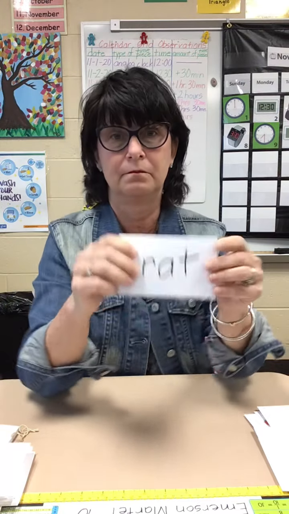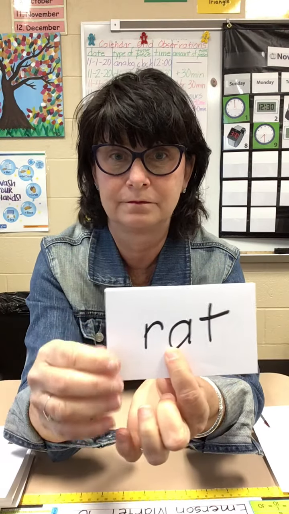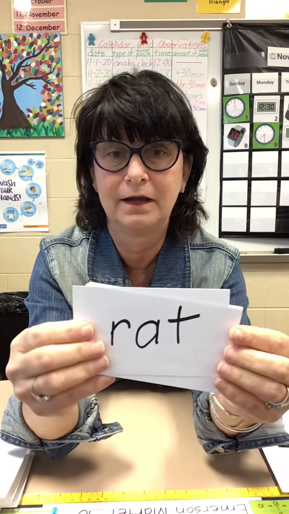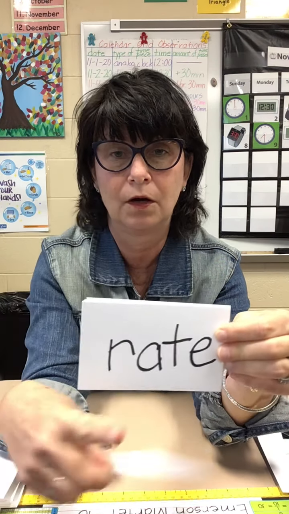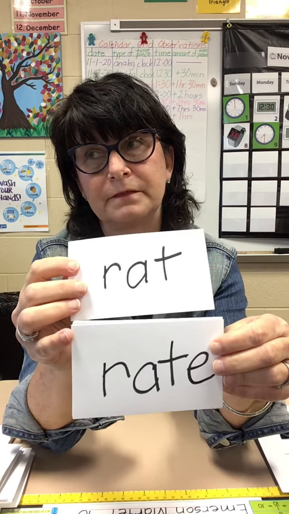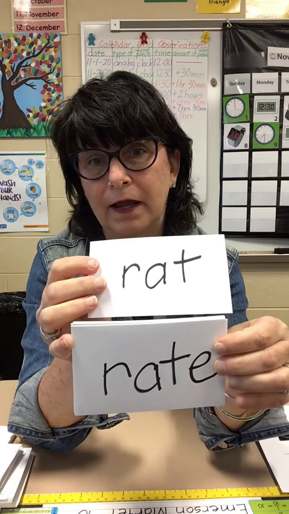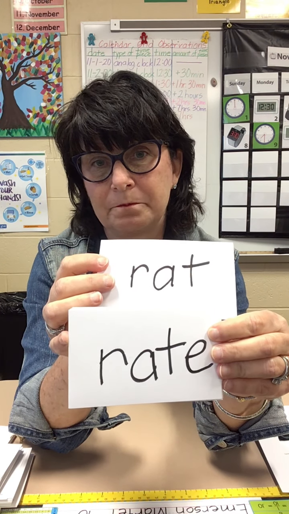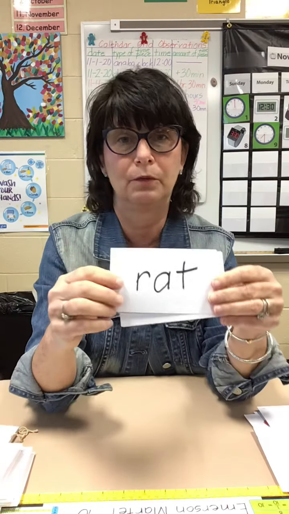Some of them do not have the silent E, so the A makes a short sound. Rat, rat. However, if I add the magic E, it turns into rate, rate. That means like a speed that you would go, or the rate of something at the store, like how much it would cost. All right. Rat, rate. Okay, so I'm going to flip these cards for you, and when I go like this, I want you to say them. Here we go.